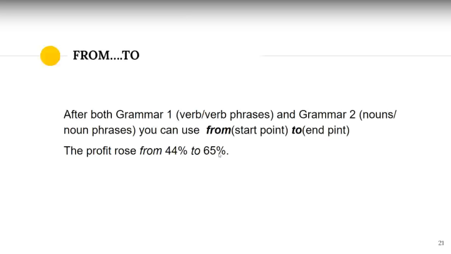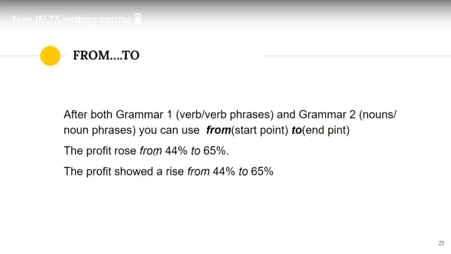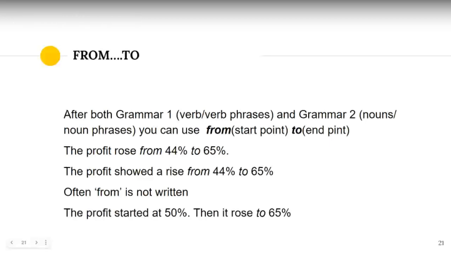The profits showed a rise from 44% to 65%. So it starts from 45 and ends at 65. But sometimes you don't have to write from, because you probably mentioned the starting point at the beginning of your sentence. For example, you can say the profit started at 50%, then it rose to 65%. Here you don't have to write the preposition from, because we already know it starts at 50%.